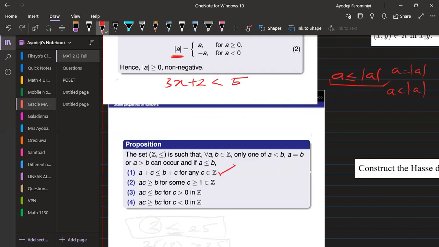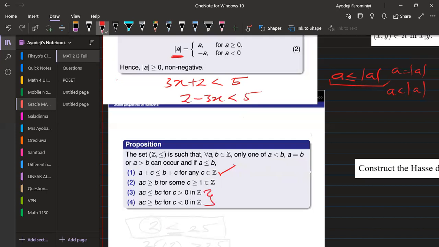What is the answer? X less than 1. Okay. What if I now do like this? What's the answer? X greater than 1. That is exactly what is explained in number 3 and 4.